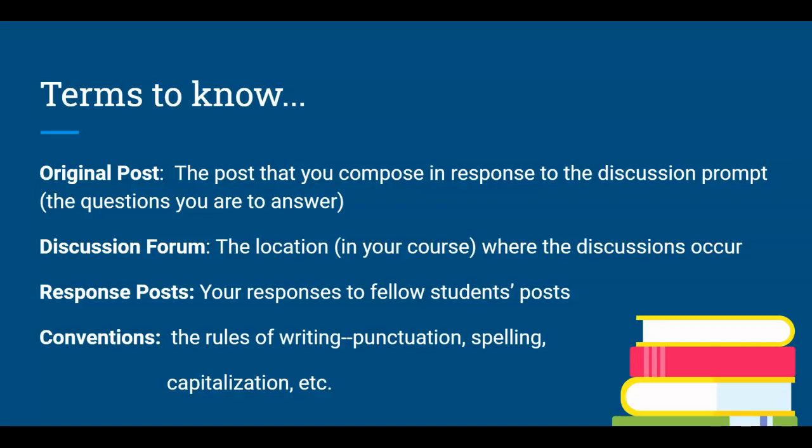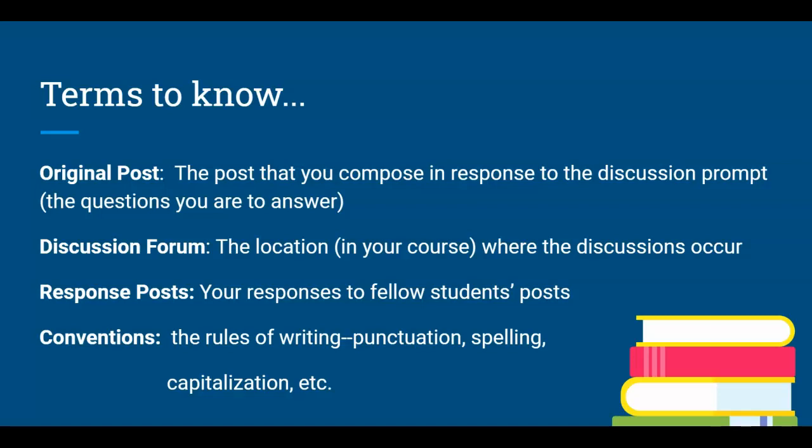So an original post is the post that is your answer to the response in the discussion prompt. The prompt is the set of questions that you'll answer that you see in the discussion forum. The forum is where your discussions actually occur, where you write your post and then where you write your responses. Response posts are your answers to fellow students' posts or comments on fellow students' posts. And then conventions are the rules of writing: punctuation, spelling, capitalization, those sorts of things.